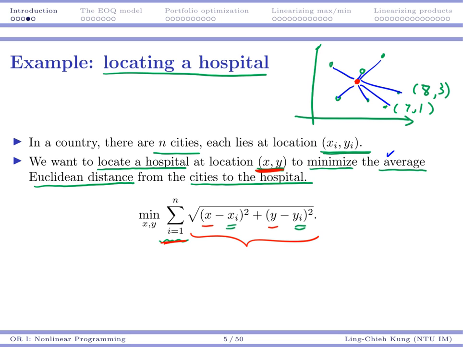I probably don't need to divide the whole term by n, because whether I do this or not, the answer would be the same. Dividing by n is nothing but dividing the whole thing by a constant. So in this case, minimizing the average distance and minimizing the total distance is the same. Here you may see again, you have square terms. You even now have a square root term. So the whole thing here is again nonlinear.